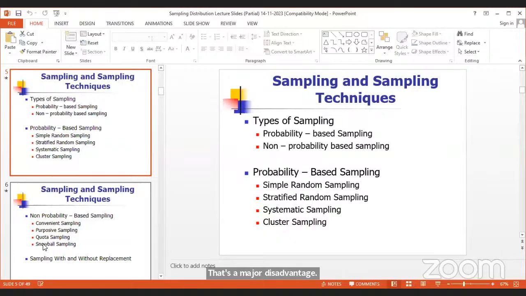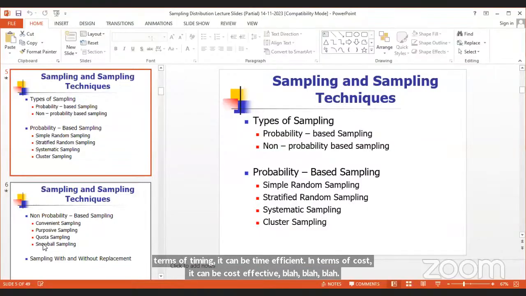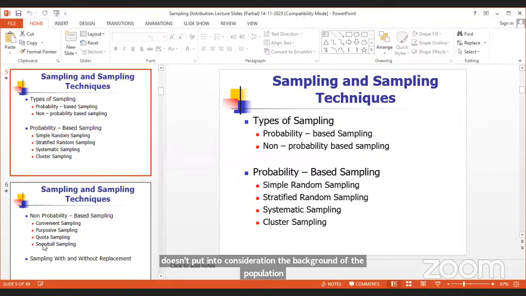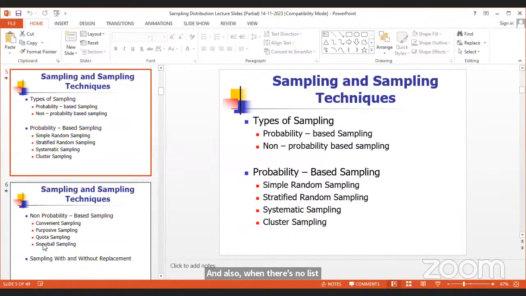Although you have said that it's simple, in terms of timing, it can be time efficient. In terms of cost, it can be cost effective. But those two major disadvantages are key. It doesn't take into consideration the background of the population, and also when there's no list, when there's no frame, you won't be able to execute simple random sampling.